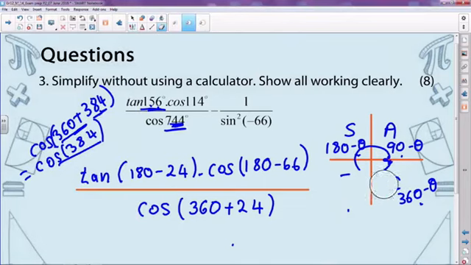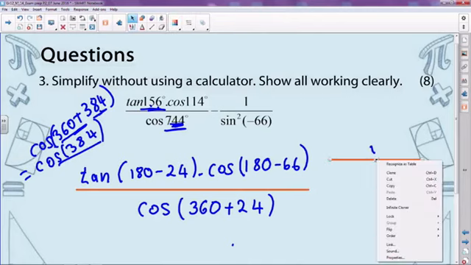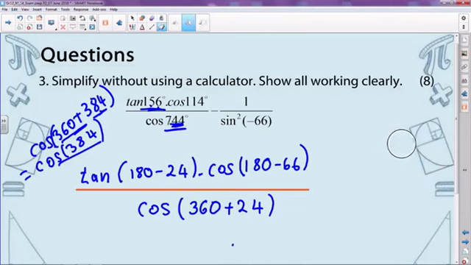All right, guys, I'm going to remove this little diagram here on the edge so that we can fit in the remainder of this sum. All right, so now we've got minus 1 over sine squared negative 66. Now let's talk about the sine squared for a little bit.